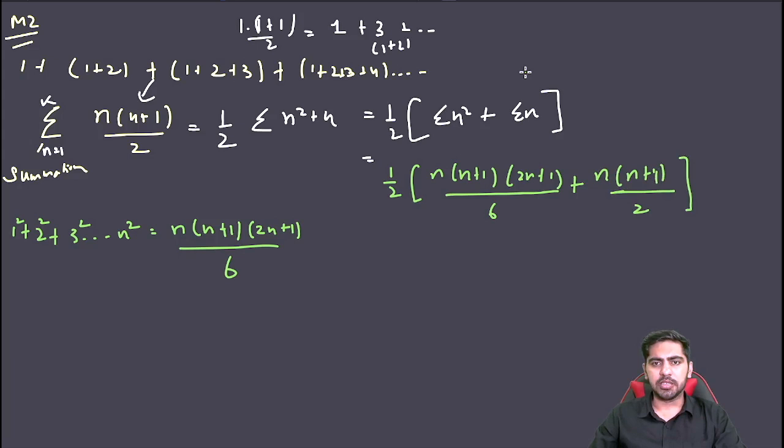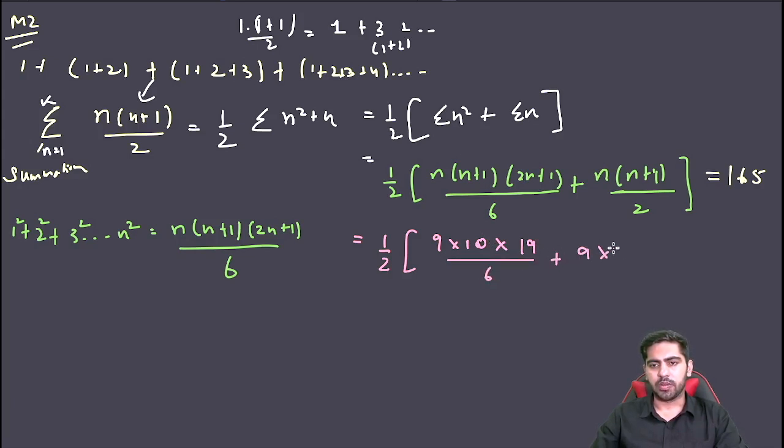Now if this is a sum and I want it to be 165, I can quickly substitute options one by one and check which option is satisfying. Instead of solving this equation, it's better to substitute options. If I put 9 here, what will I get? Half, and this will be 9 into 10, since 9 plus 1 is 10, into 2 times 9 is 18, 18 plus 1 is 19, 19 by 6, plus 9 into 10 by 2. If you solve this, you'll get 165 itself. So this is also one of your methods.